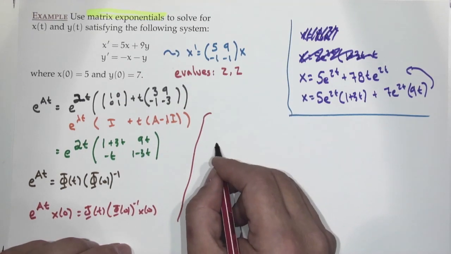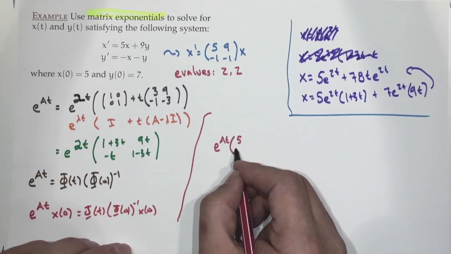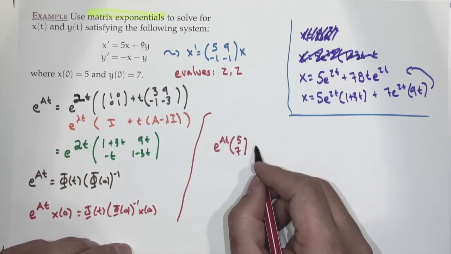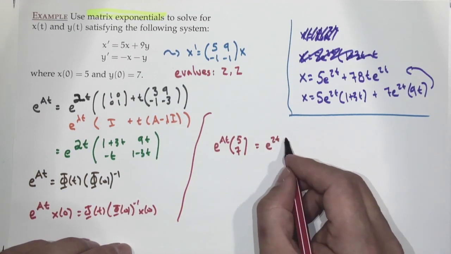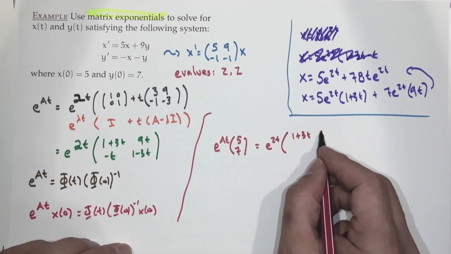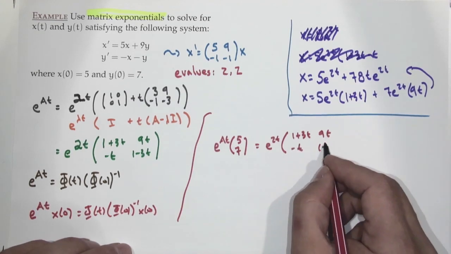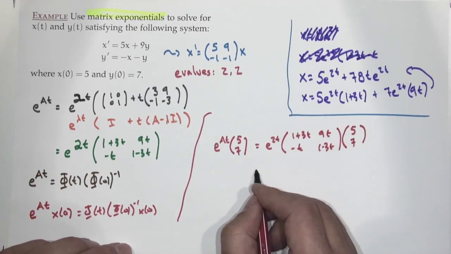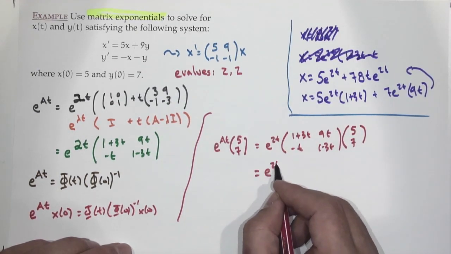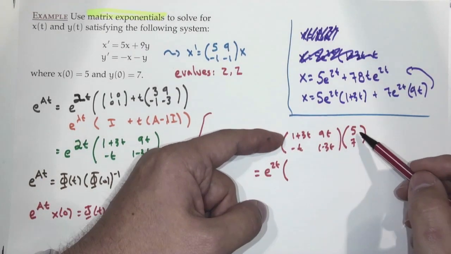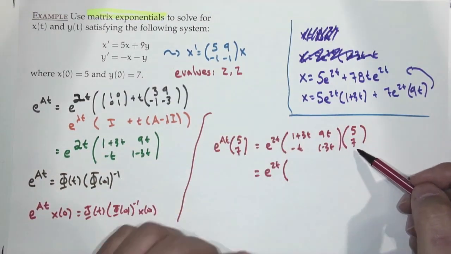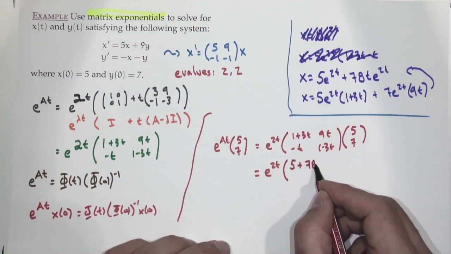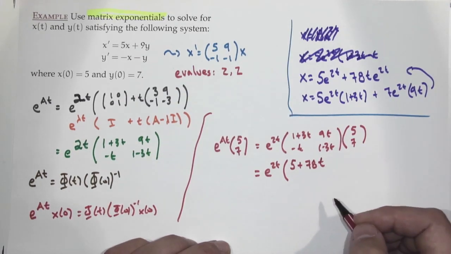So we're going to take e to the At times the vector (5, 7). This is our answer for the system. So we have our e to the 2t in front, then the matrix (1 plus 3t, 9t; minus t, 1 minus 3t), times (5, 7). Well, all right. So we have 5 plus 15t plus 63t, which is a big number, but that's okay. It's 5 plus 78t. Yes?